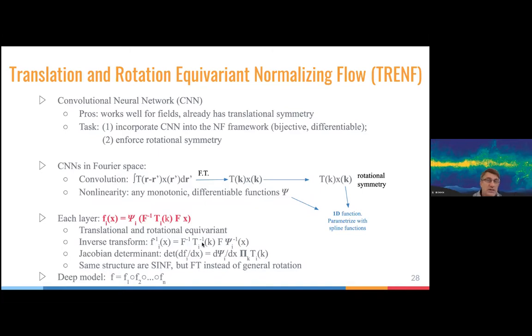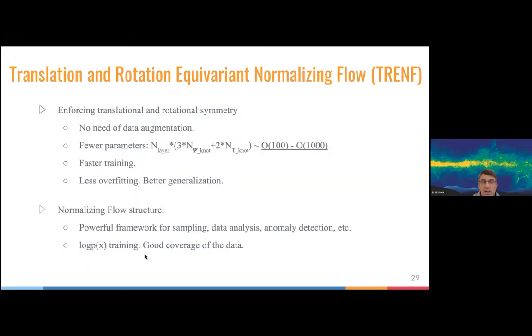We typically use only a few layers, let's say 5, where we train the transfer function parameters T of K, and we train this 1D probability distribution mapping, which is the same as what we're doing in SIMF. All right, so the number of parameters is actually relatively small, of order 100 to 1,000. And that's good because it means faster training and less overfitting.